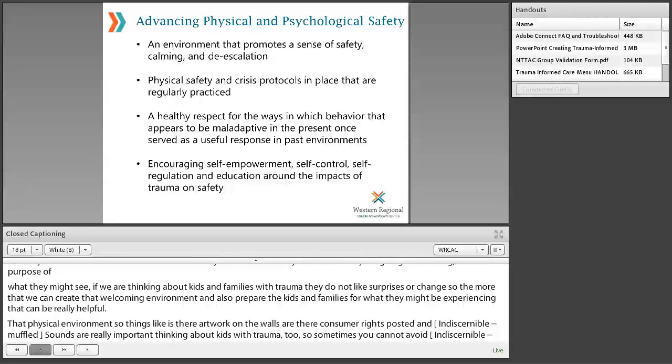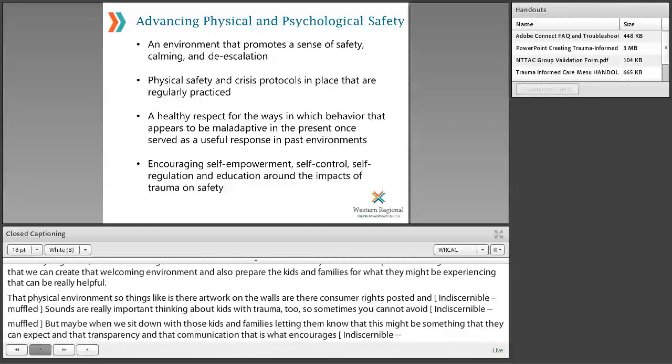We also want to think about safety for our staff members, right? Having physical safety and crisis protocols in place. Are there alarm buttons in the desk, maybe? If they're going out on a really difficult case, can they bring a partner with them? So we're thinking about psychological and physical safety, not just for the families that we serve, but for ourselves as well.